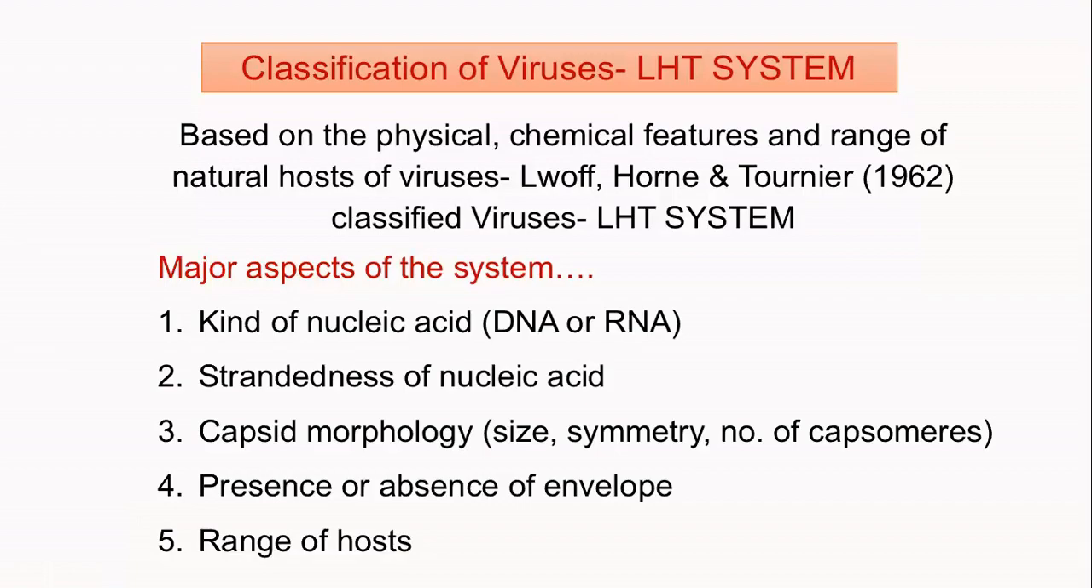So altogether there are 5 categories that are being taken into consideration to classify the viruses into different groups. They include kind of nucleic acids, whether it is DNA or RNA, strandedness, single-stranded or double-stranded, capsid morphology, presence or absence of an envelope, and the range of host. So these are the characteristics that Loff, Horne, and Tournier use in the LHT system of classification of viruses.